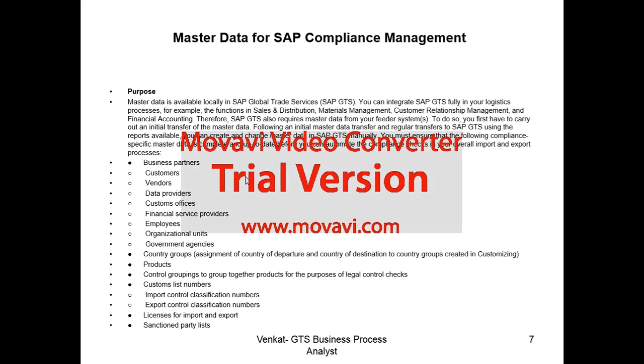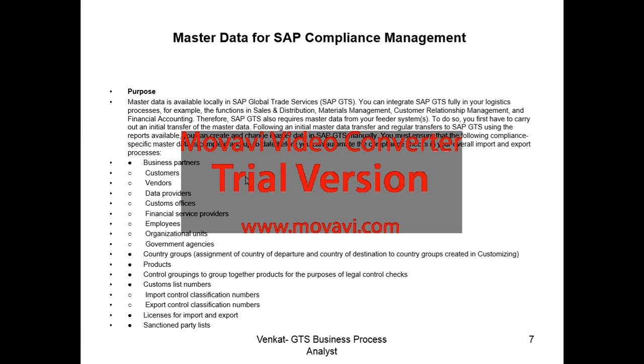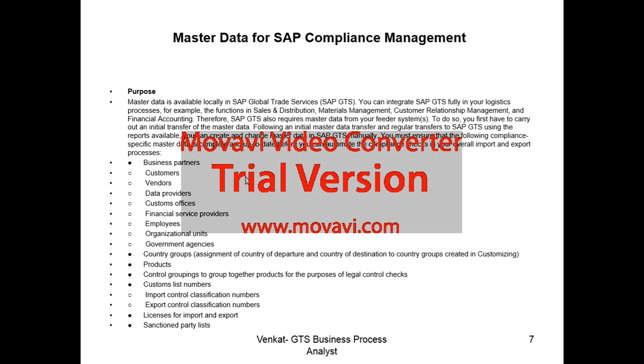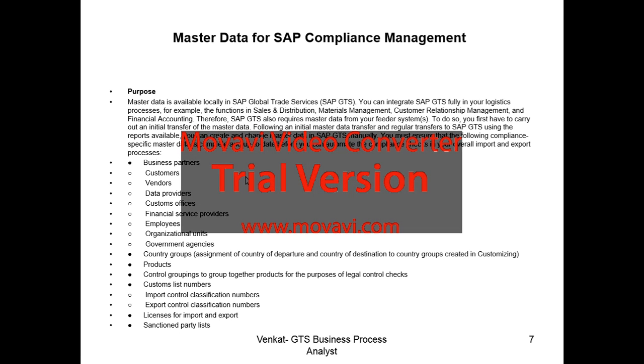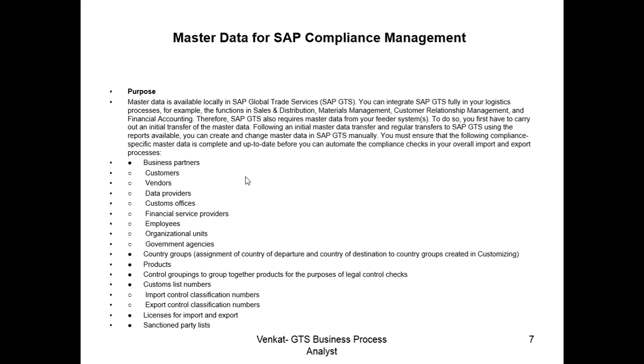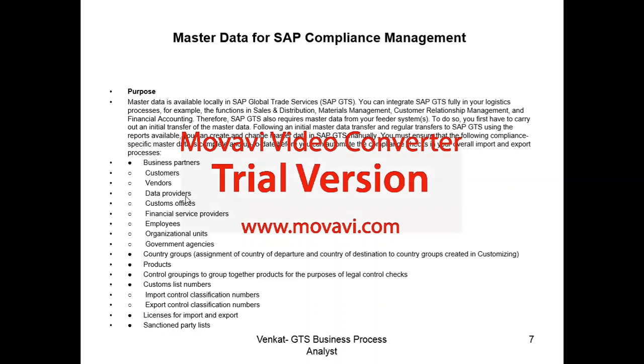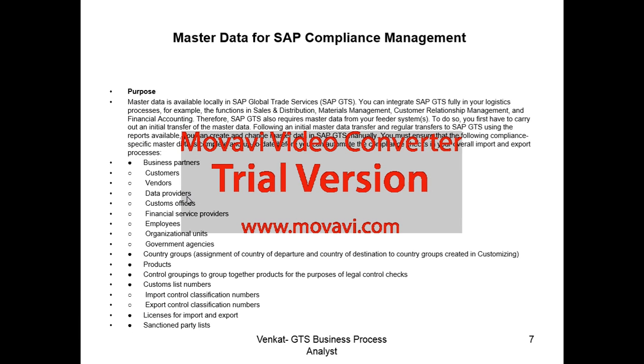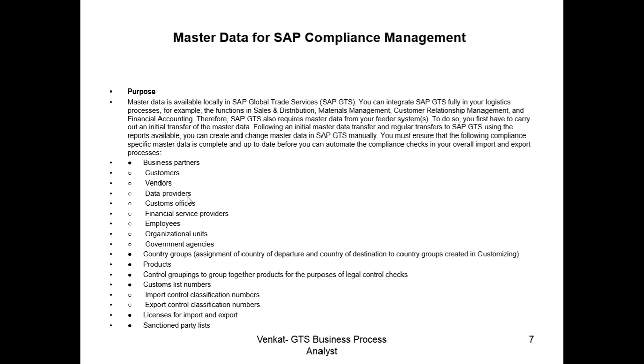There are a few authorized data providers, or a few government agencies, who can provide the sanction party list or any other necessary data which we need to maintain in the GTS system. The people who provide the sanction party list are called third party data providers. I can name a few examples of data providers.